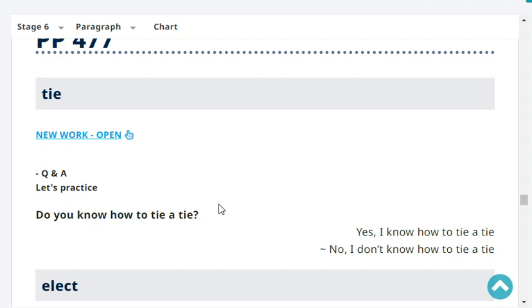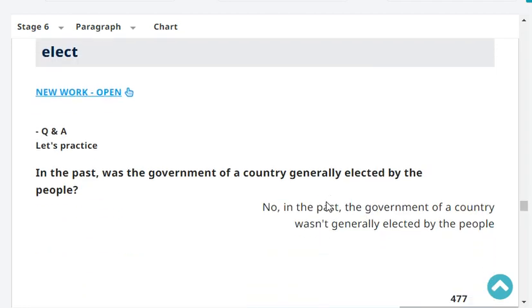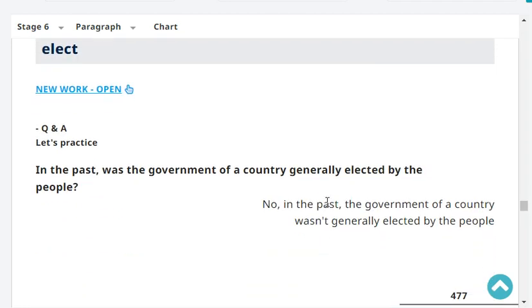Do you know how to tie a tie? Yes or no? No, I don't know how to tie a tie. In the past, was the government of a country generally elected by the people? No, in the past, the government of a country wasn't generally elected by the people.